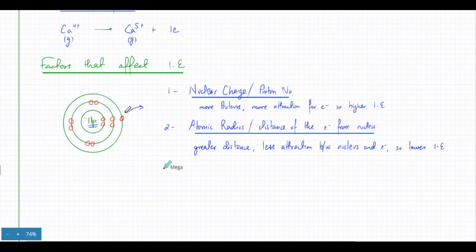Now, the third factor. The third factor and the second factor are usually interlinked, and this is known as the shielding effect, or you can call it the number of inner shells. So that's factor number 3. What that means is, and let me, if I can do this.